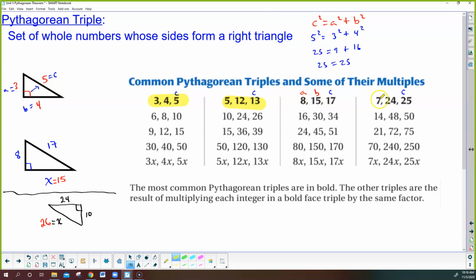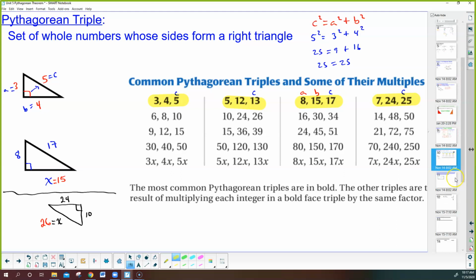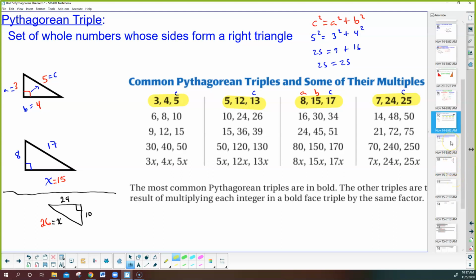And I'll be honest with you, for some reason, I never recognize 8, 15, 17. I always forget about it until I do the work, and then I'm like, oh, that was a triple. I should have known that one. But 3, 4, 5, 5, 12, 13, and 7, 24, 25 somehow always stick in my brain. All right, so those are triples. You'll see as we do things how they come up and why it works.